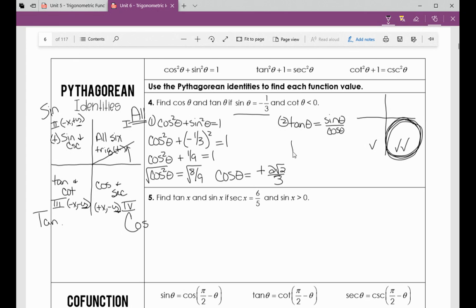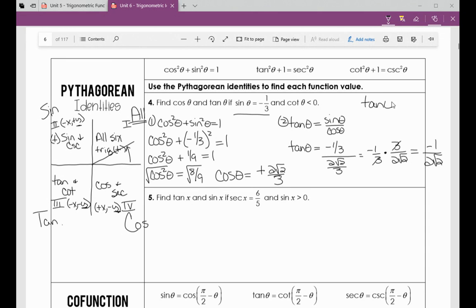So tangent is going to be my sine value that they gave me divided by the cosine value that we calculated. And then we have some math to do. I'm going to take negative 1/3 and multiply it by 3 over 2 square roots of 2. My 3's cancel. I end up with negative 1 over 2 square roots of 2. And then I have to rationalize that. So when I rationalize that, what will my final tangent answer be? Negative square root of 2 over 4.